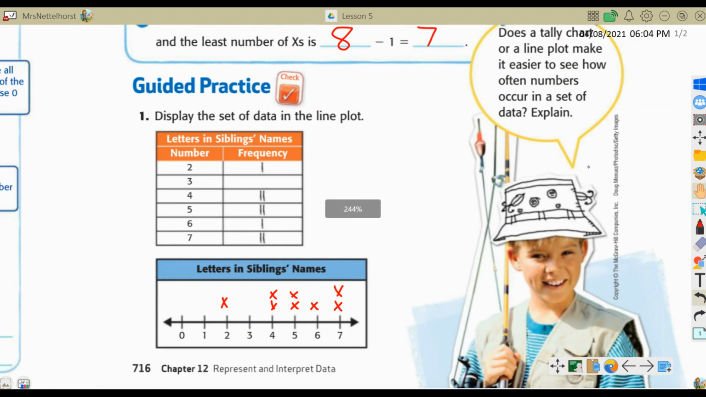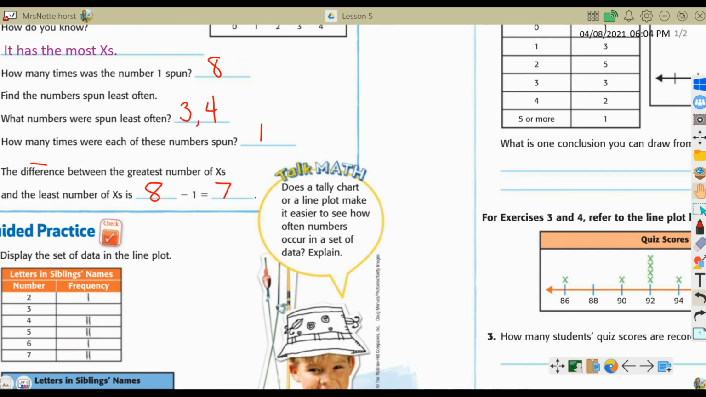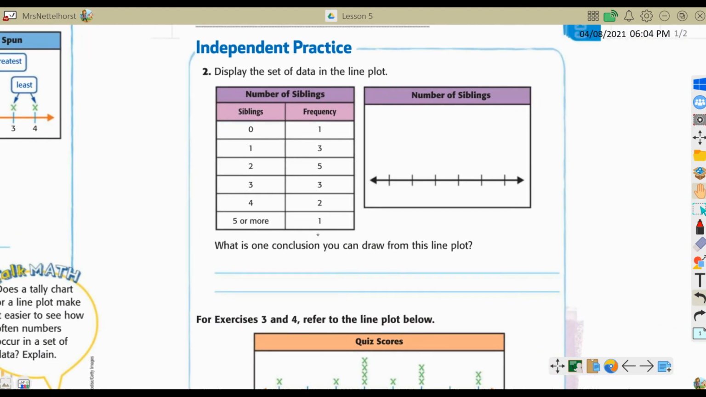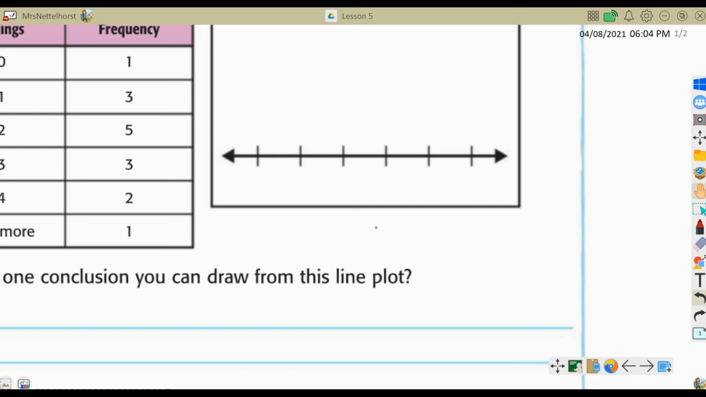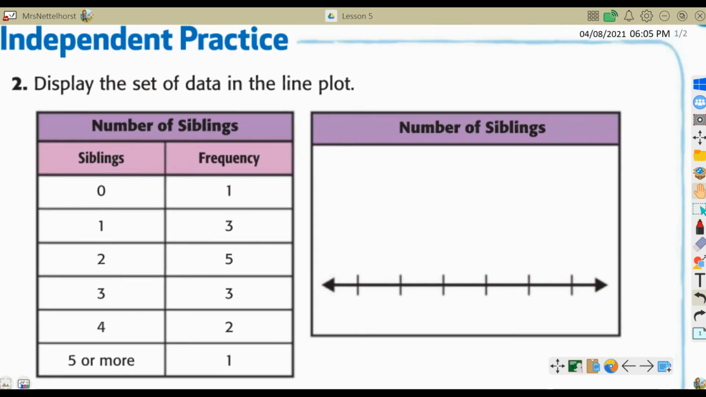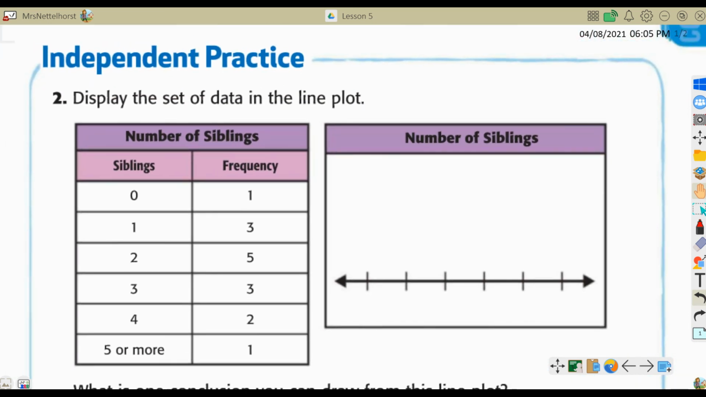Okay, let's go up to the independent practice. So this is what you are going to do for your work. So it says display the set of data in the line plot. So number of siblings that people have. Siblings are brothers and sisters. So friends that have 0 siblings, that's 1 friend. That have 1 sibling, that's 3 friends. 2 siblings, that's 5 friends, and so on.